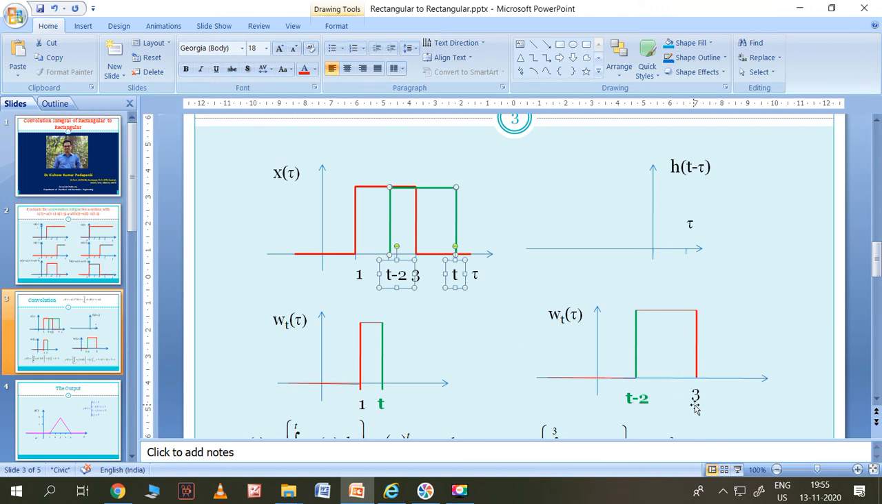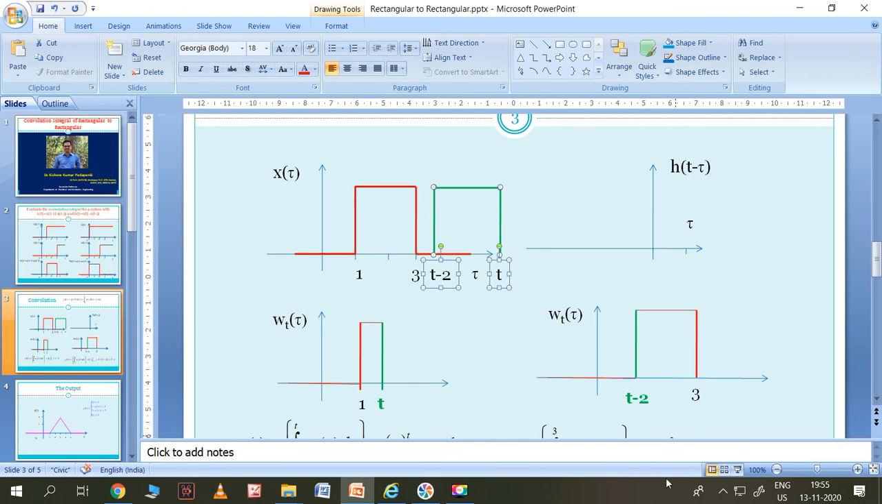After that, what will happen? This will continue up to t minus 2 equal to 3. If t minus 2 is greater than 3, what will happen? There is no overlap period, and the multiplication of these two will simply be 0.